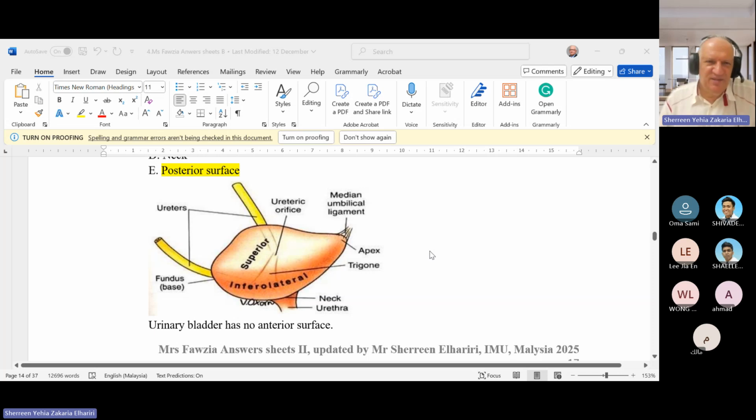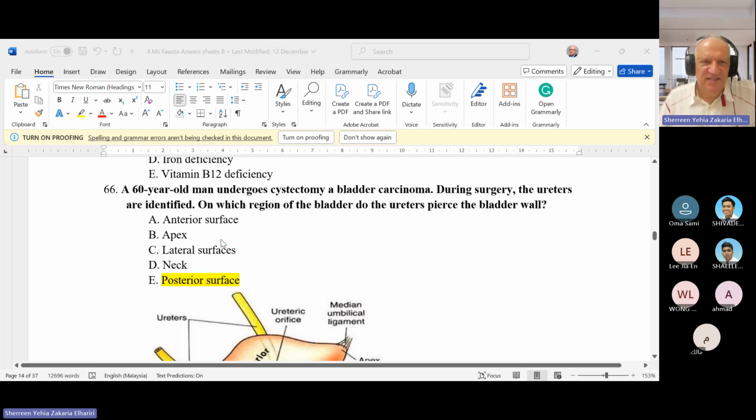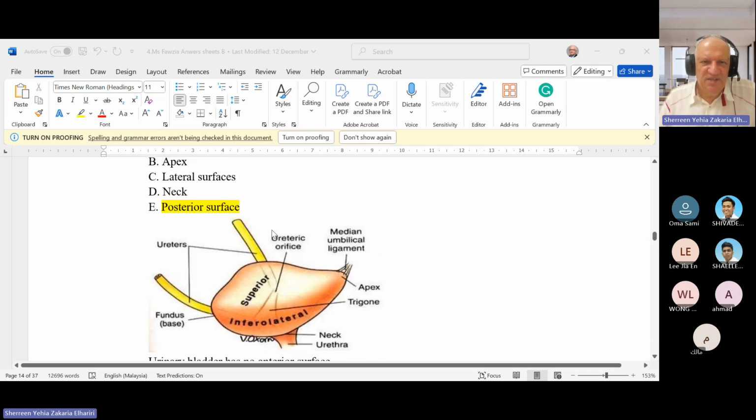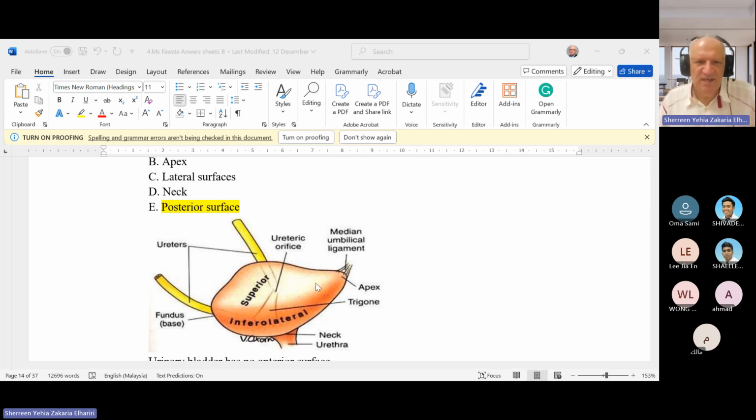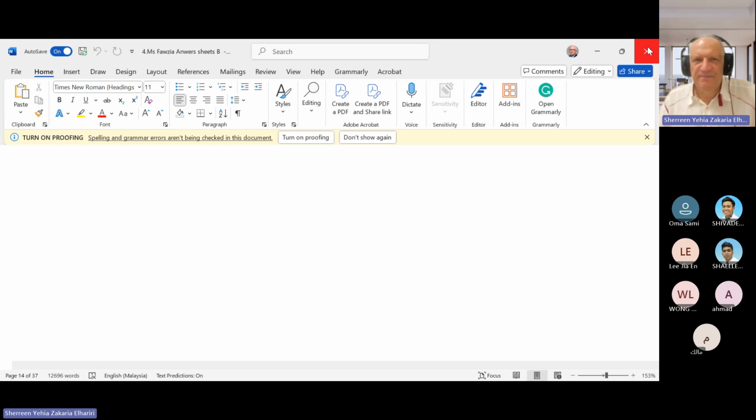Okay, and again, the answer here is posterior surface, and no anterior surface, because the urinary bladder has no anterior surface. The urinary bladder has an apex, the posterolateral or inferolateral surface, and the superior surface, and the ureter is inserted in the posterior surface. Okay.